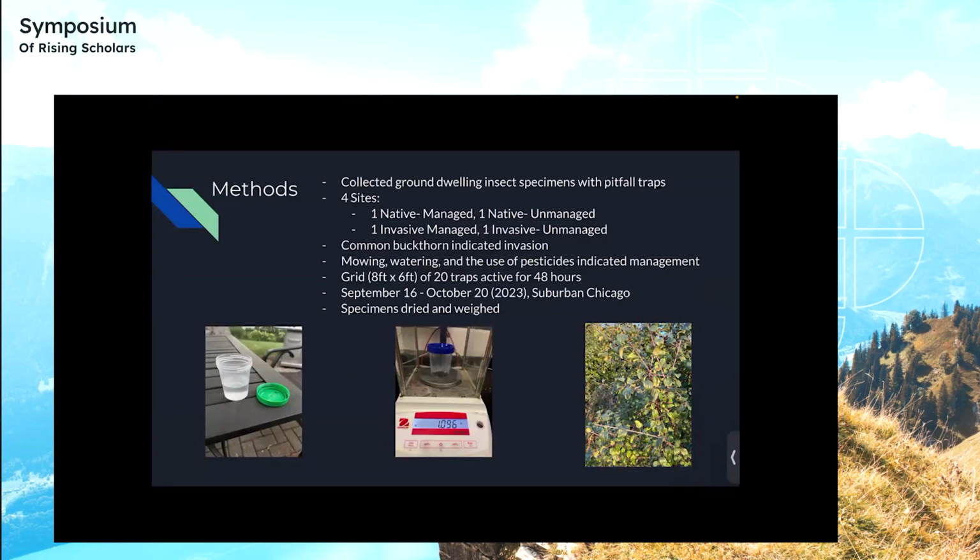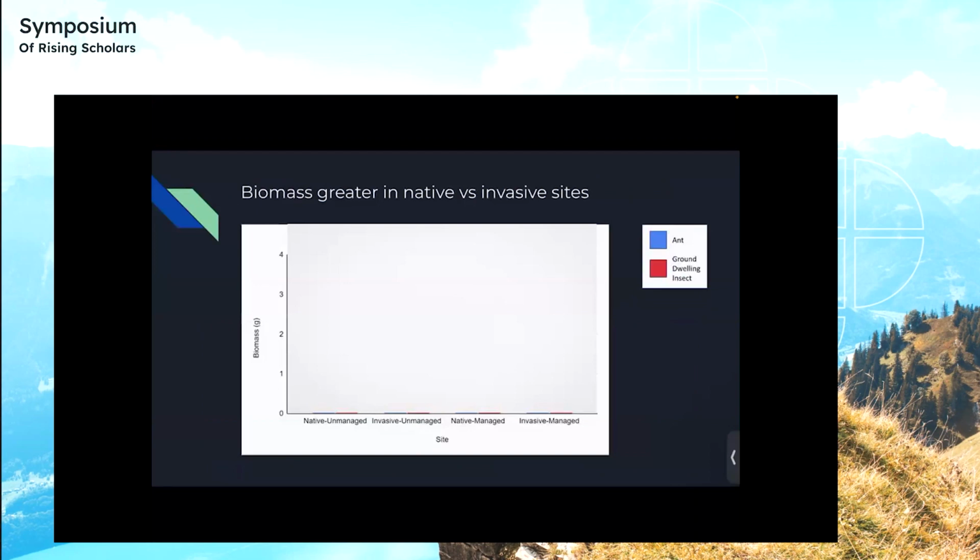Okay, so I'm going to start talking about data and results now. I'm covering the graph so I can specifically draw your attention to the axis of this graph. If you look on the y-axis of this graph, it's biomass in grams. And then the x-axis relates to the site and each site and their respective results. So I'm going to uncover the data now.